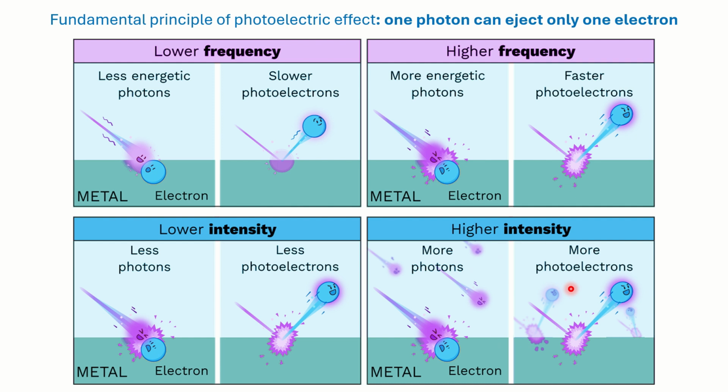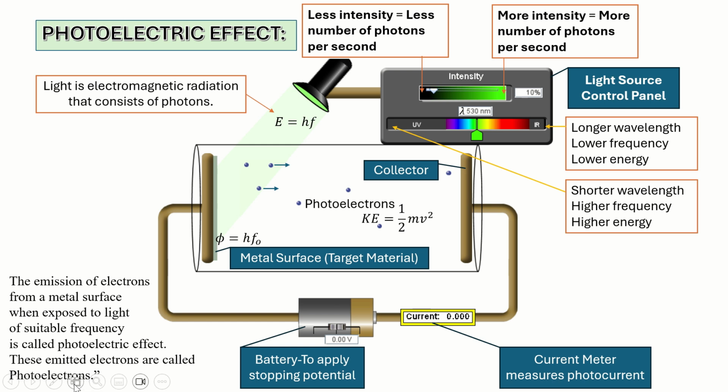That's it. So frequency is related to energy: the kinetic energy of the ejected electrons, the speed of the ejected electrons. Intensity is related to the photocurrent, that is the number of electrons. So intensity, photocurrent, number of electrons. Frequency is related to the kinetic energy or the speed of the photoelectrons.